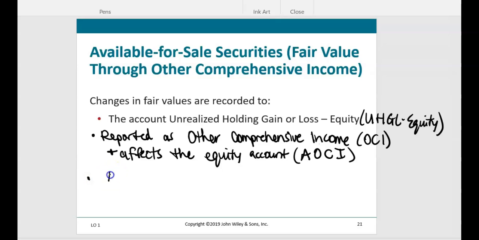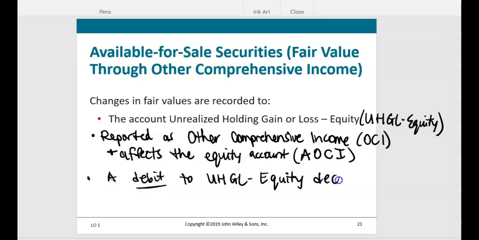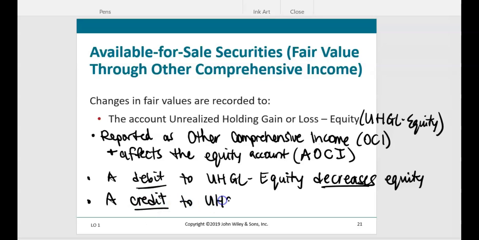How do the accounting rules work? A debit to unrealized holding gains and losses dash equity. Well, if this is an equity account, what does a debit do to equity accounts? Does it increase or decrease equity? It decreases equity. And of course, a credit does the opposite. Anytime we credit a stockholders' equity account, it's going to increase stockholders' equity.